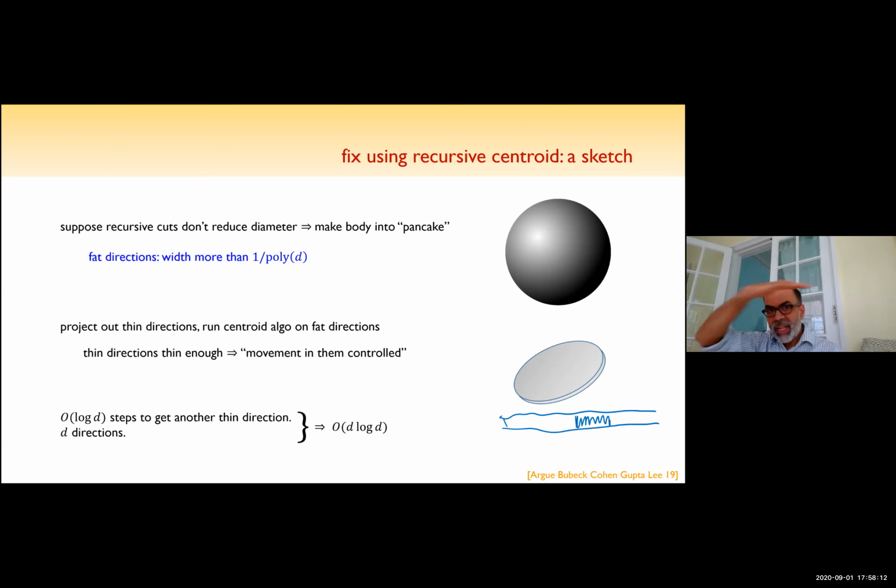So if I keep cutting volume, I need about log d many steps to get a thin direction. So what can happen is I start off with a ball, the adversary shaves off this body until it becomes a pancake. I've lost one direction, it took log d steps. There are d directions to lose. If everything worked out fine, I would pay d times log d to reduce the body to a tiny mass, and then I'll be done. I don't expect you to get all the details of this, but at least I want to give you the intuition.